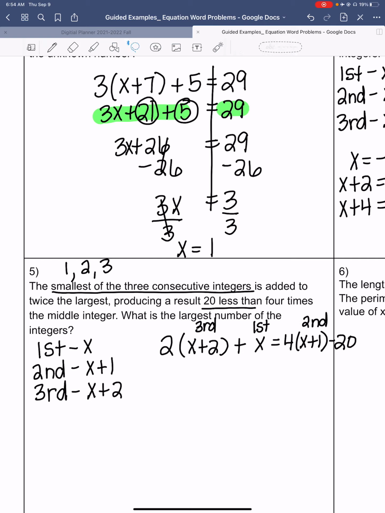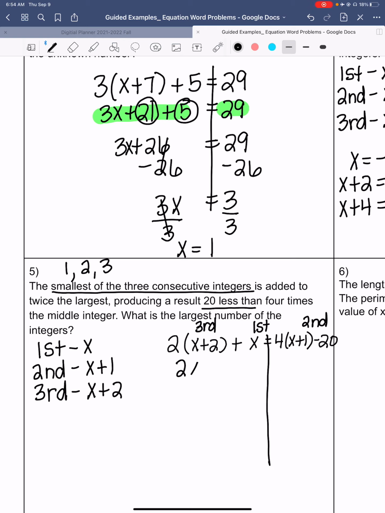So there's a lot of information there. If you were doing a problem like this, I would recommend taking these and actually writing out first, second, and third, just like I did. All right, so they want to know the largest number when we're done. So we're going to solve this.